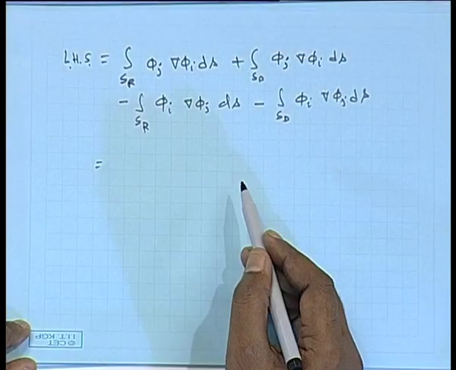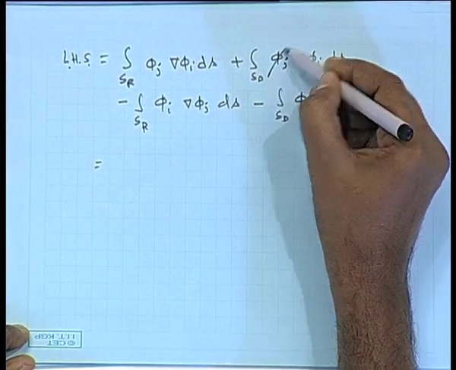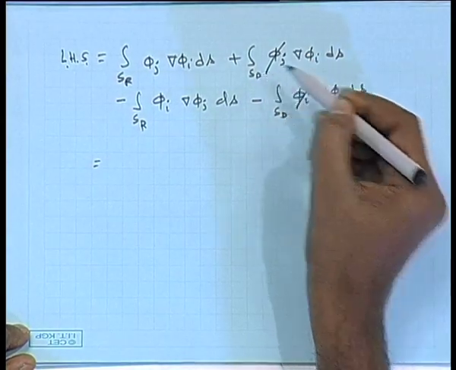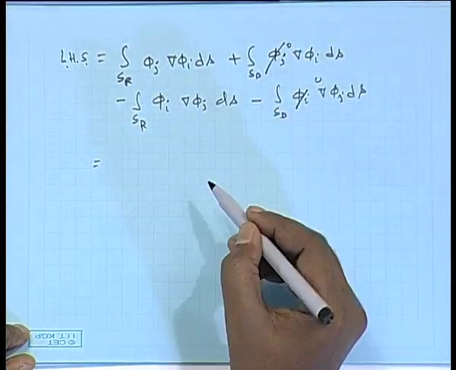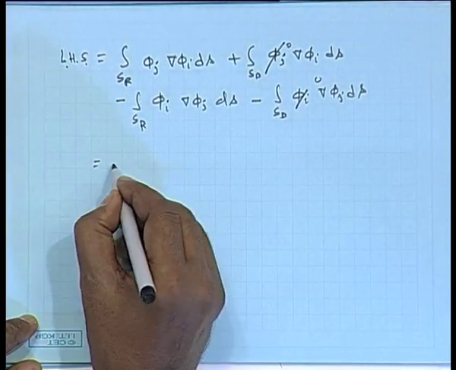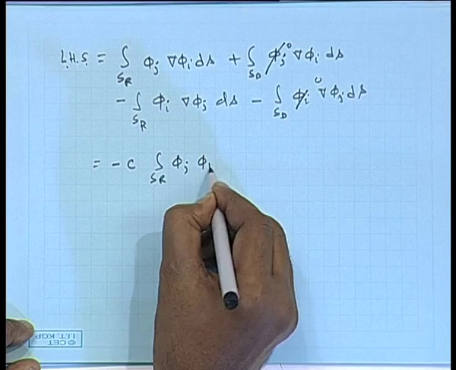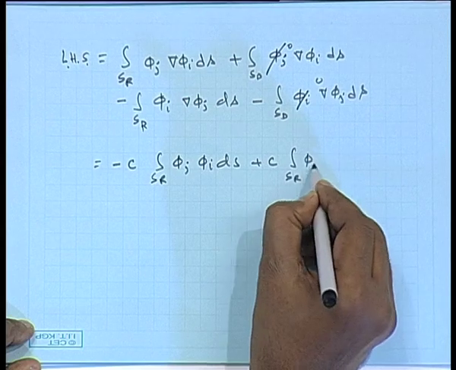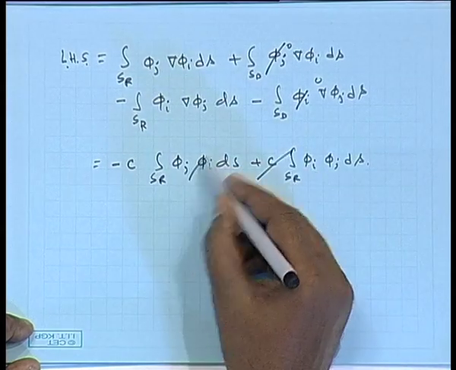So, phi i equal to 0 on SD and phi j is equal to 0 on SD. So, this term will be off, this term will be off, because this is equal to 0 on the surface SD, phi i is equal to 0 on the surface SD. So, this term is 0, this term is 0, and grad of phi i is equal to minus C phi i. So, C is a constant. So, it will be on SR phi j phi i ds minus minus plus C on SR phi i phi j ds. These two terms are identically equal. So, they will be cancelling out. So, you will be getting 0.